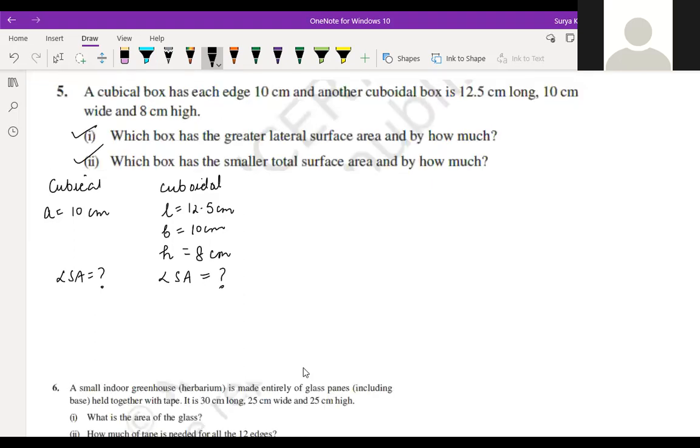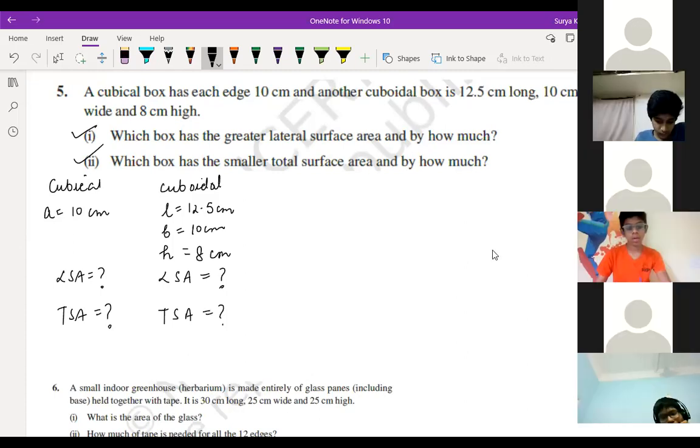Then, whichever box has the greater area, you should subtract the greater one minus the smaller one. For the second box we will find TSA, and here also find TSA. Anyone having doubt in this question, children? No, sir. You can do it at home.